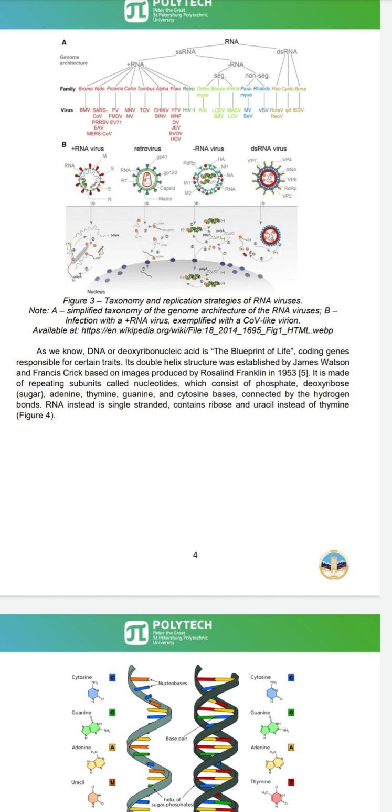It is made of repeating subunits called nucleotides, which consist of phosphates, deoxyribose or sugar, adenine, thymine, guanine, and cytosine bases, connected by hydrogen bonds. RNA instead is single-stranded and contains ribose and uracil instead of thymine in figure 4.